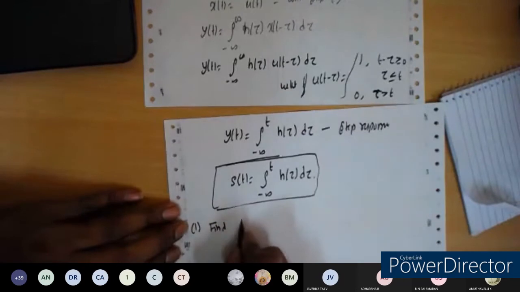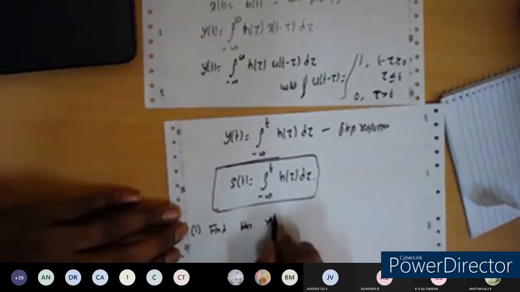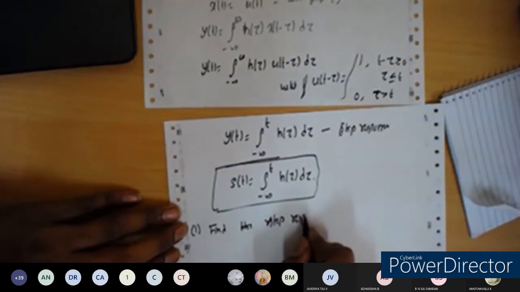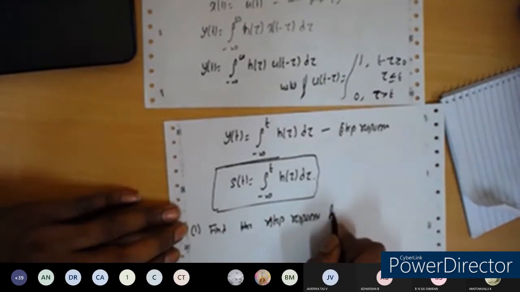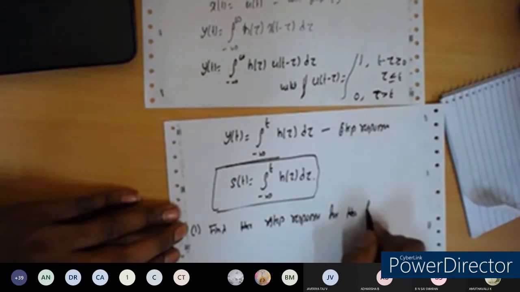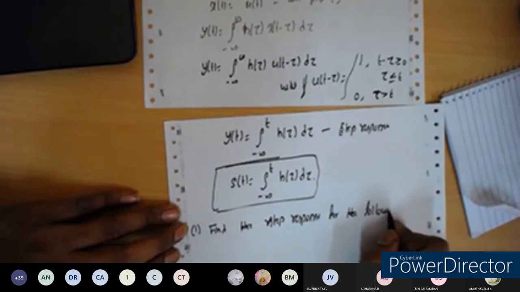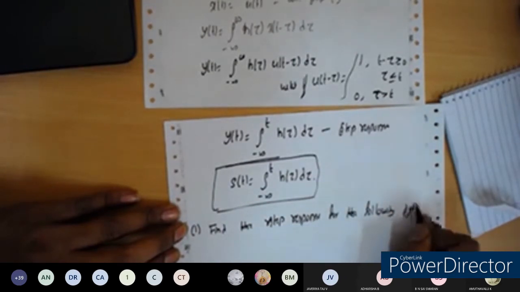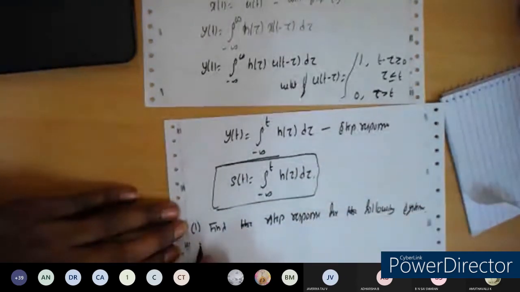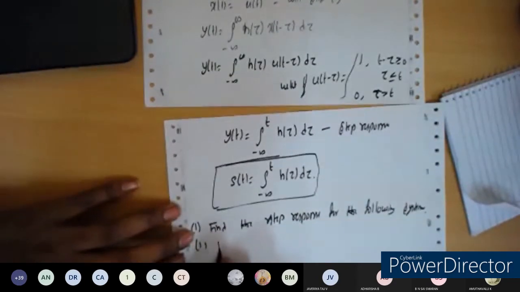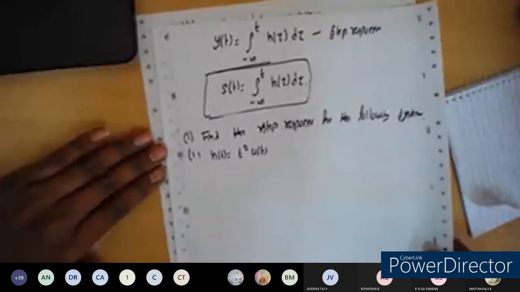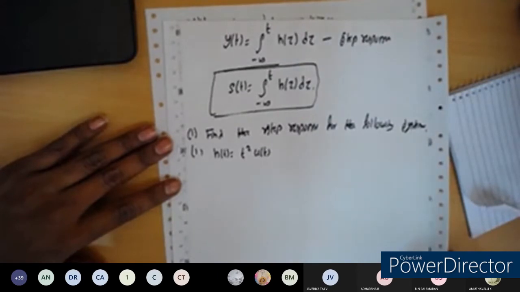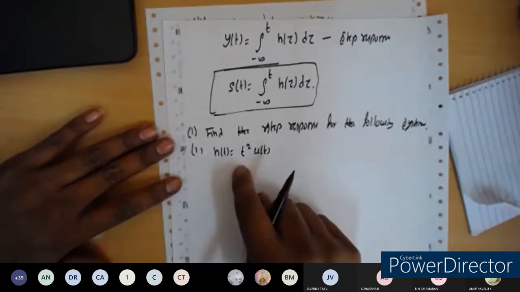First one, let us take h of t is equal to t square into u of t. This is the impulse response that is given, and from that we need to find the step response.